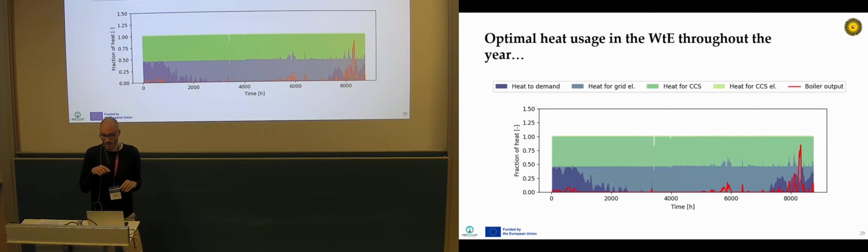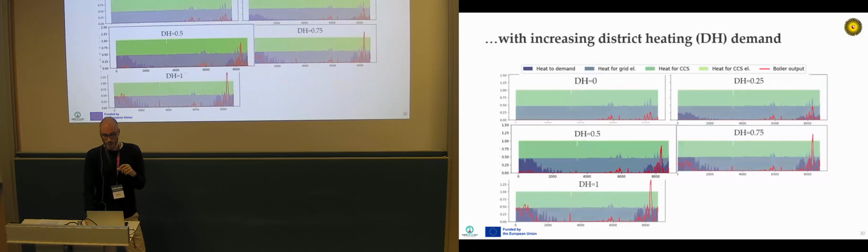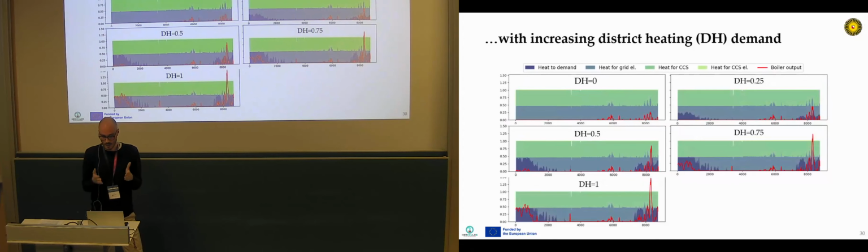And finally, you see a red line, which is the auxiliary boiler output, so when the boiler jumps in and produces some heat. And this is done for a certain district heating demand of 50% of the maximum output of the waste-to-energy. We can do this exercise for multiple district heating demands, from 0 to 100% of the maximum production.